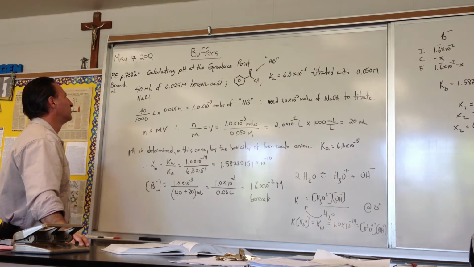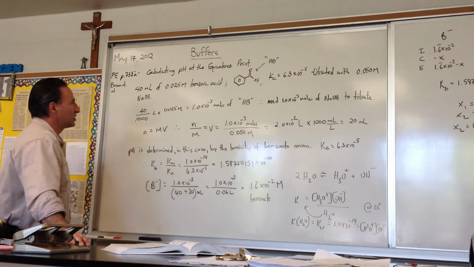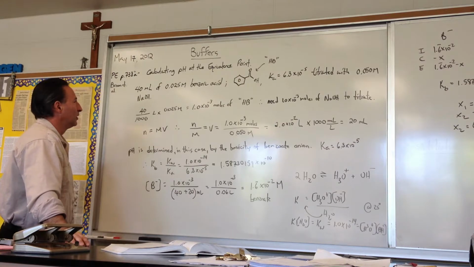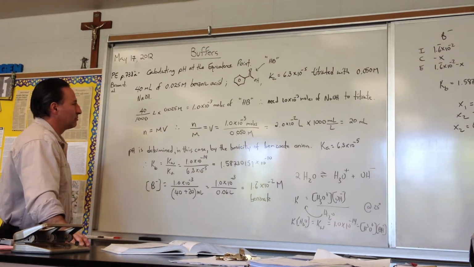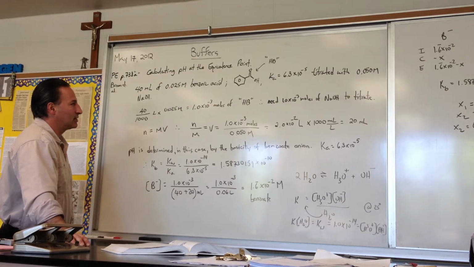Today's lesson, we're going to be asked questions about buffers. And when you have a weak acid being titrated by a strong base, if you're at the equivalence point, then the pH is going to be affected by the conjugate base of the weak acid. If, on the other hand, you have not reached equivalence, if you're somewhere before equivalence, you have a buffer system.